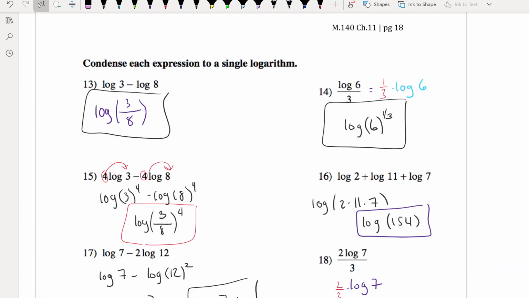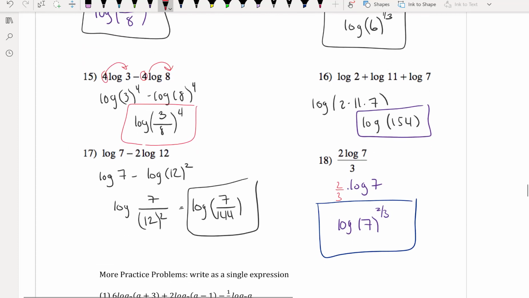Well, I hope you guys had enough time to work out these problems. For number 13, it was subtraction, so it turned into division. For number 14, remember that in the denominator, we can really say that there's a 1 in front of that log 6, so we can think of it as 1/3 times log 6. So that 1/3 becomes the exponent, so I have log 6 to the 1/3 power. For number 15, I used my power rule for both. They are both 4, so I have log 3 divided by 8, all to the 4th power.